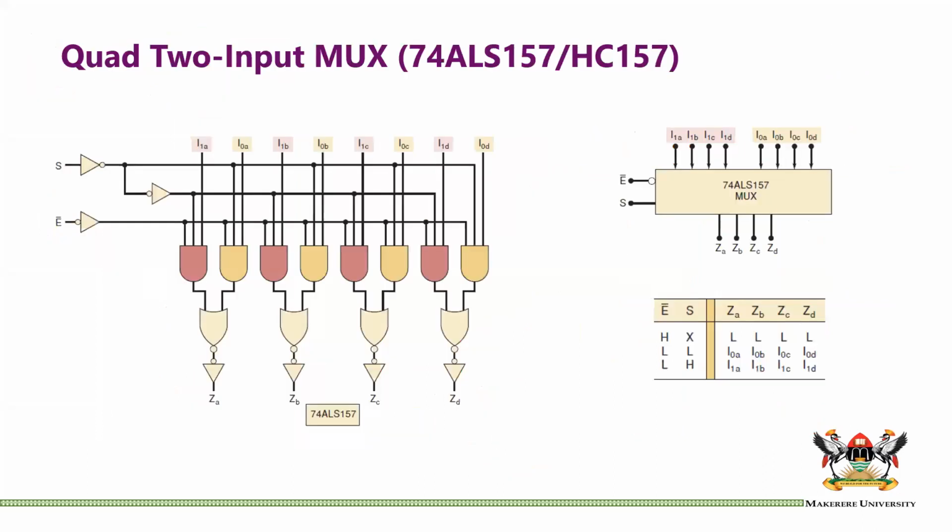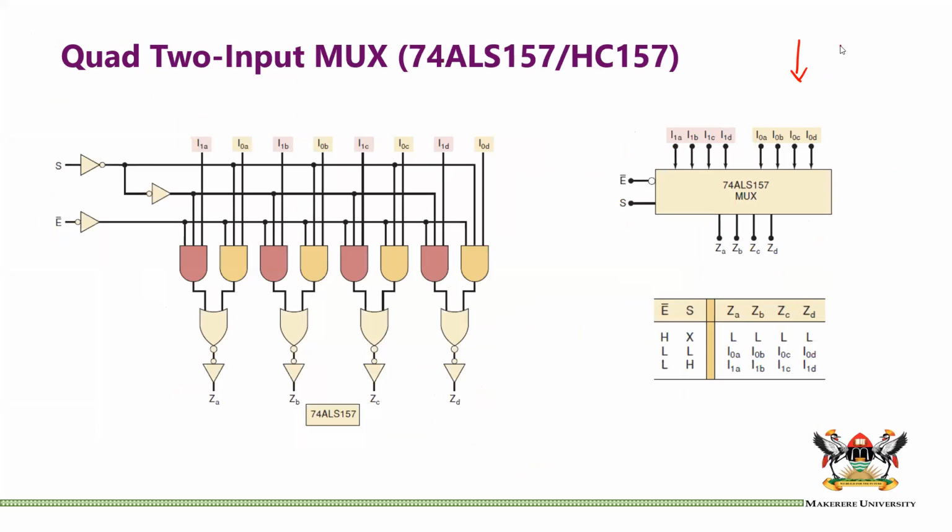I feel tired already. Let us look at this one. This is the quad 2-input multiplexer. It's a 2-input multiplexer, but each of those 2 inputs is a quad. It's 4 bits, so to speak. And so let us start here by understanding it from this IC.